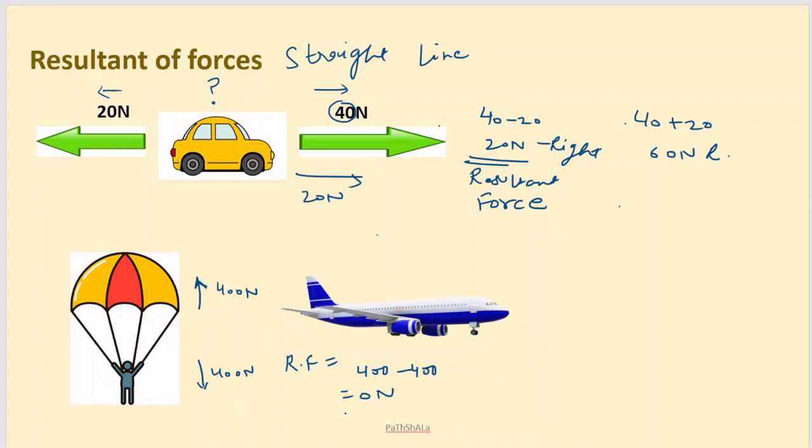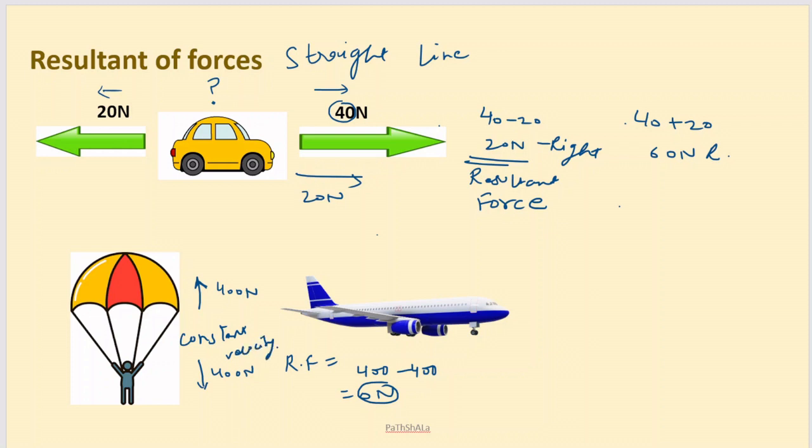0 newtons, what does it mean? If the force acting on the object is 0 newtons, what will happen? Will the person in the parachute stay in the air? No. What will happen then? The person along with the parachute will keep on falling at a constant velocity.